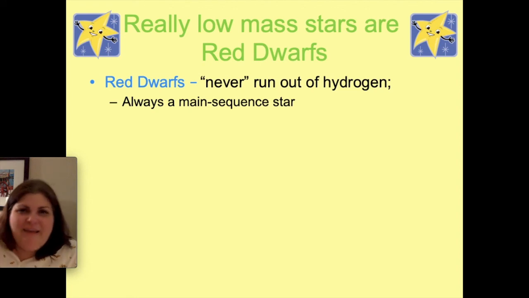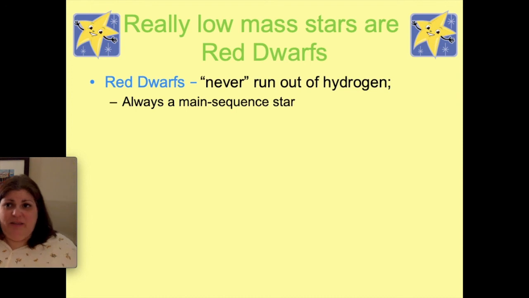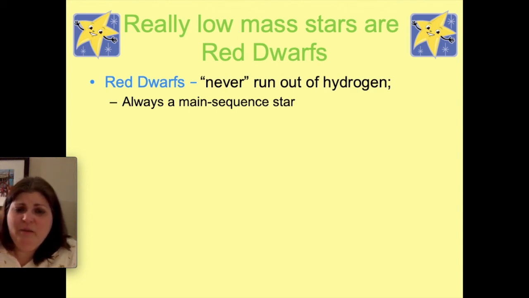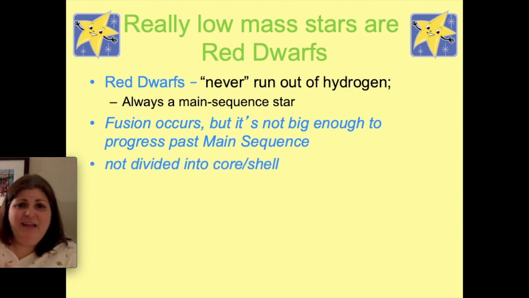Now, never and always is a relative term because we don't know what happens. Eventually, they will convert all of their hydrogen into helium, but it takes so long that that's yet to happen to any star, and it probably won't happen for many, many billions and trillions of years to come. And one of the main reasons is because they're not divided into a core and a shell, so they have access to all of the hydrogen in the star because it's convecting. In other words, it's circulating due to temperature differences.